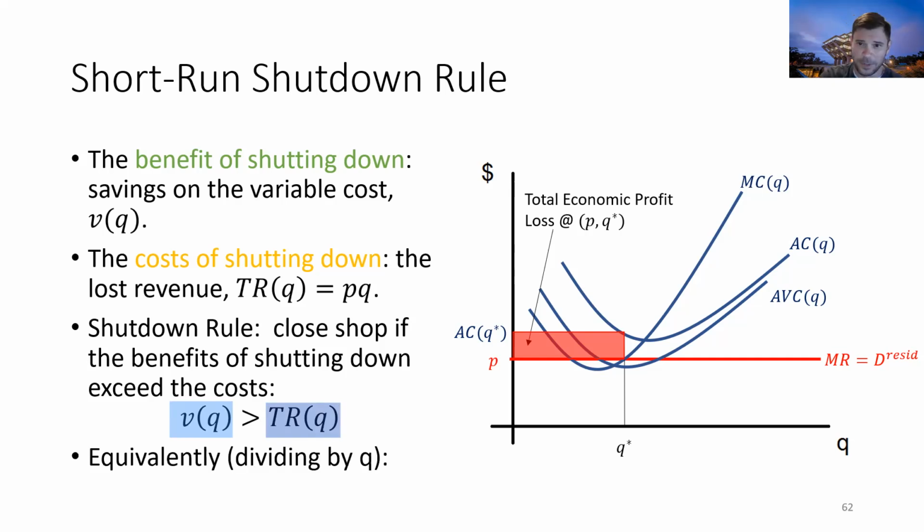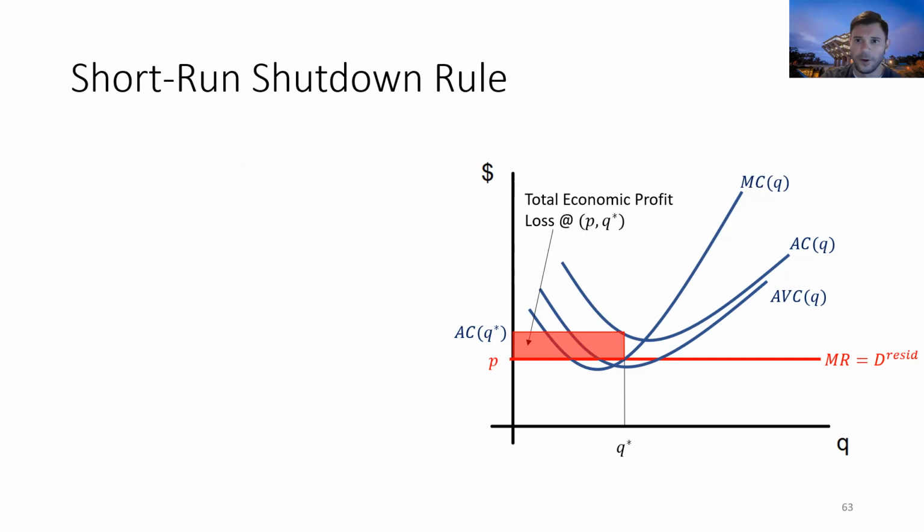So if we divide both sides by Q, I think you will get a familiar condition: we should shut down when the average variable cost of production is bigger than the market price, because then you can't make a profit at the margin. It's not possible. You will not be in business because the benefit of shutting down exceeds the cost of shutting down. The cost of your ingredients is not covered by what you're selling. So if you look at this picture, will this firm shut down?